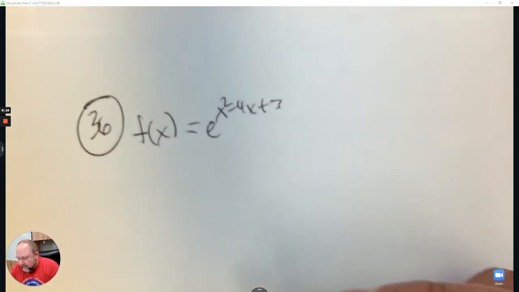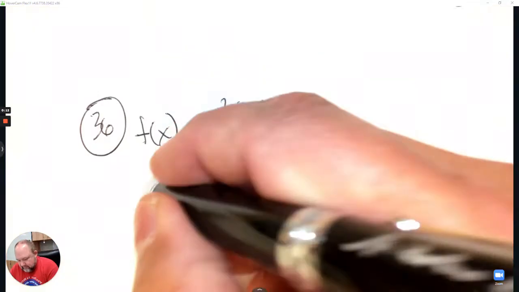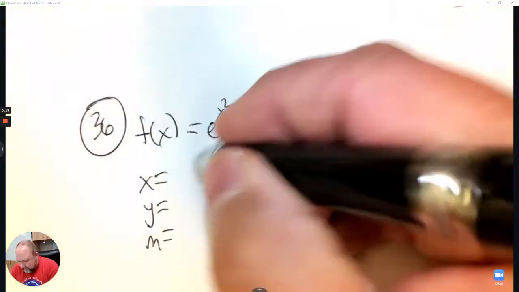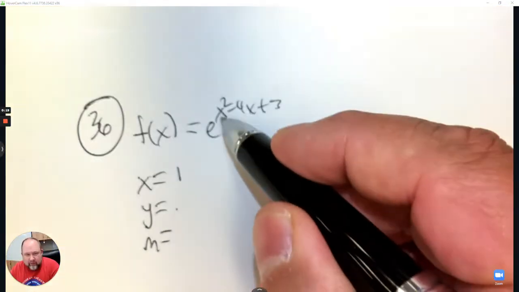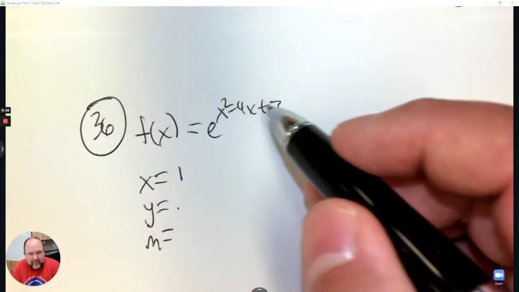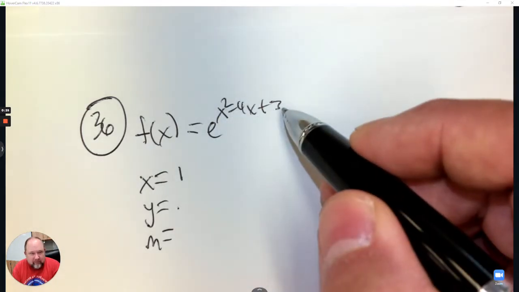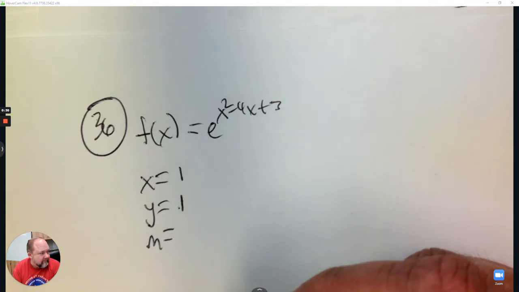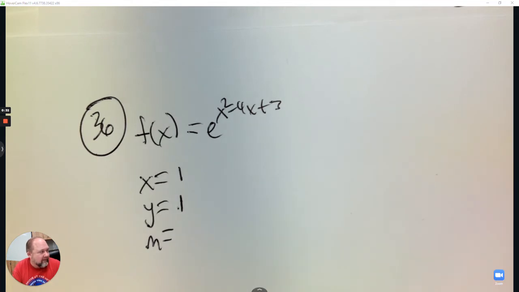So you want to write an equation of the line tangent. So we need three values. The x value is 1. The y value I would plug into here: 1 squared, take away 4 times 1 plus 3. 1 plus 3, that's 4. Take away 4, that's e to the 0. That would be 1. Double check and make sure I didn't make a silly mistake.